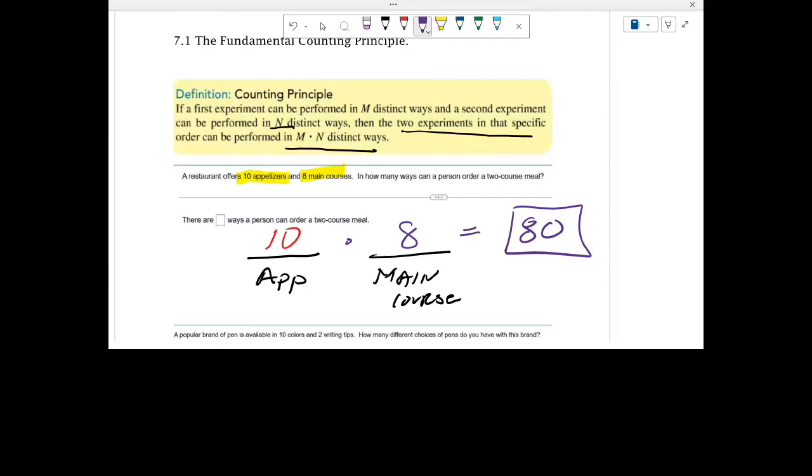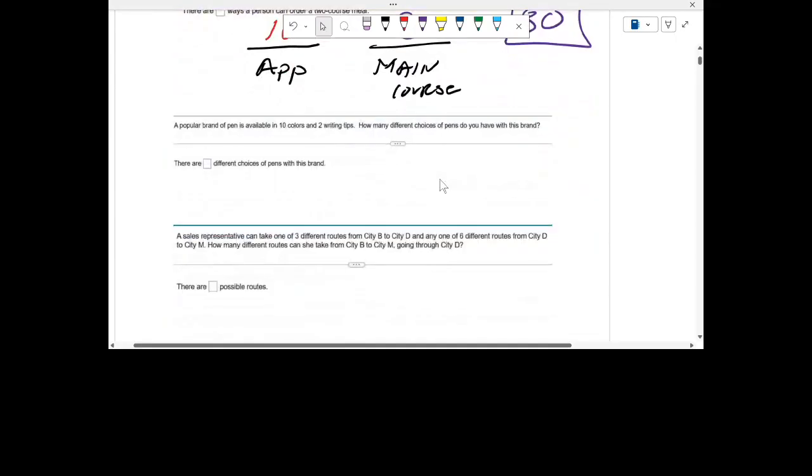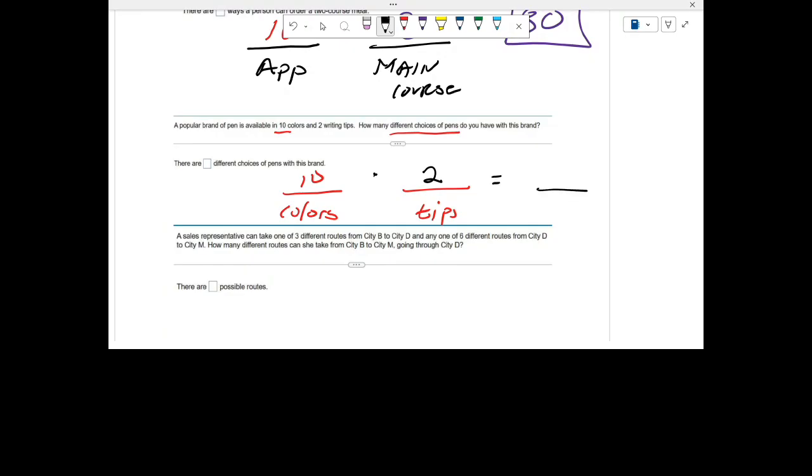So let's try another one, okay? I'm going to scroll down a little further, and it says a popular brand of a pen is available in 10 colors and 2 writing tips. How many different choices of pens do you have? Okay, so look, y'all, we can pick different colors and we can pick different tips. So there's 10 colors to choose from, y'all, and there's 2 tips. We're going to multiply those together, and that's going to mean that we got 20 different choices. Okay. So, y'all, like I said, 7-1, real straightforward.